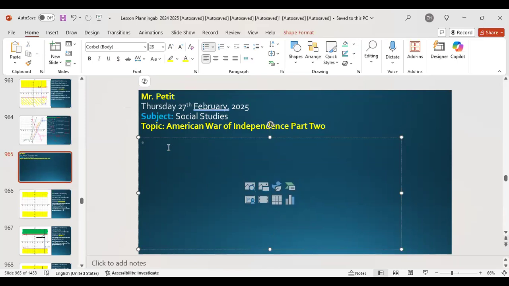What do we call them? The loyalists, right? But what happened is that the loyalists ended up going to where? Since they wanted to be free, where did they end up migrating to? The Bahamas. They went to the Bahamas.